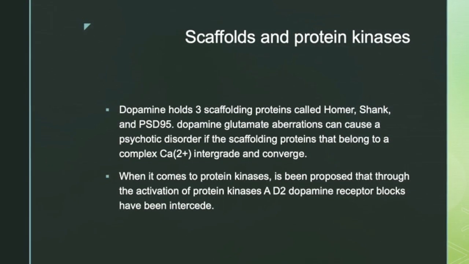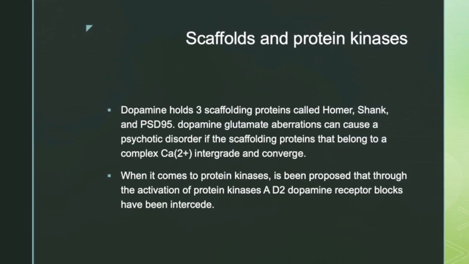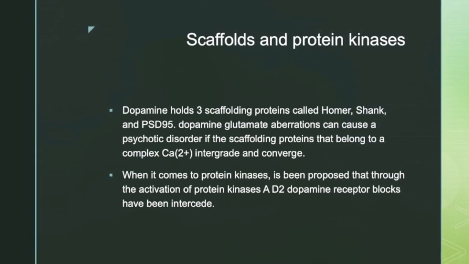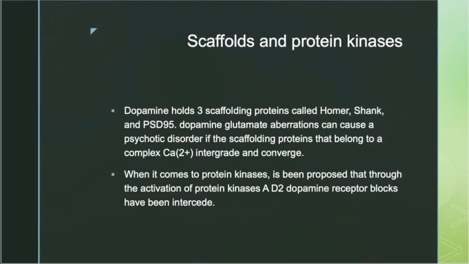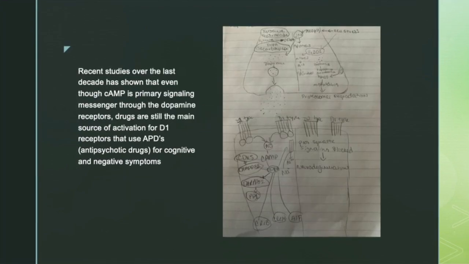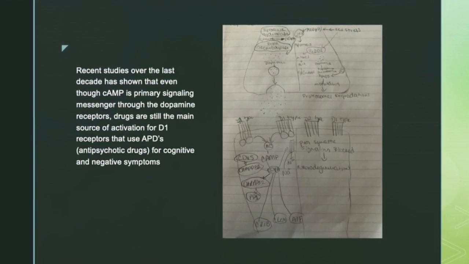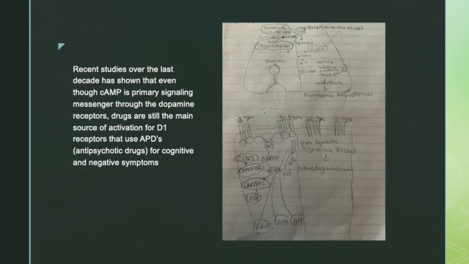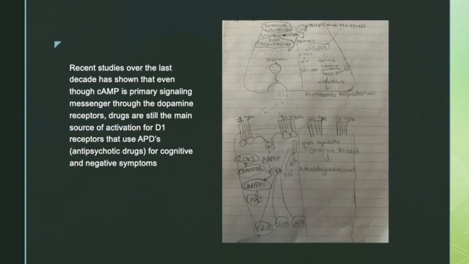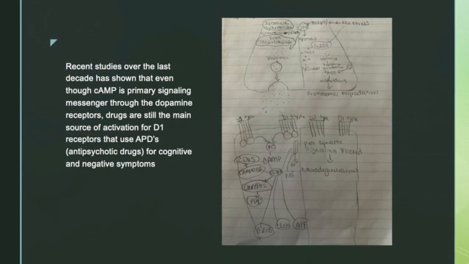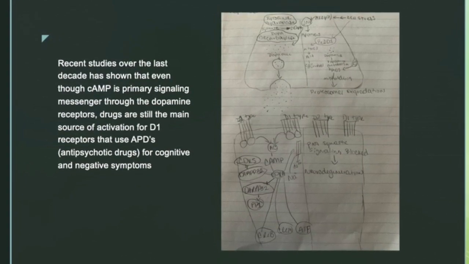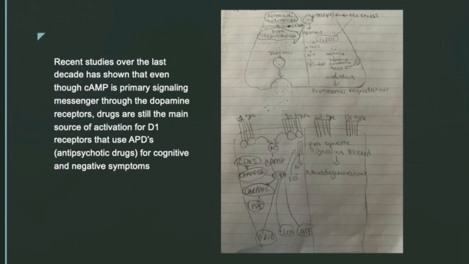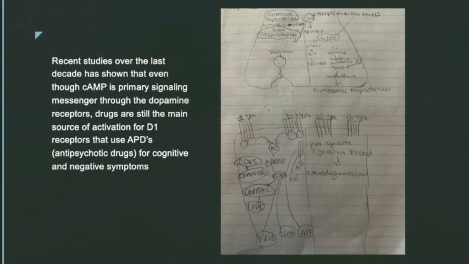When it comes to protein kinases, it has been proposed that the activation of protein kinase A D2 dopamine receptors blocks have been interceded. Recent studies over the last decade have shown that even though cAMP is the primary signaling messenger through the dopamine receptors, drugs are still the main source of activation for D1 receptors that use APDs for cognitive and negative symptoms.